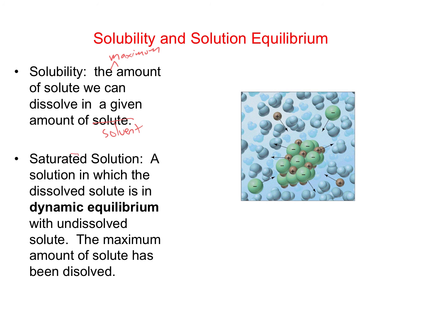And then another term that we have is saturated solution. So a saturated solution is one in which the maximum amount of solute has been dissolved. And so a saturated solution is one where we can't dissolve any more solute at that particular temperature. And if you have a saturated solution where you have some undissolved solute in the bottom of the beaker, then that system will exist in dynamic equilibrium. This is just like vapor pressure that we talked about in a previous chapter.